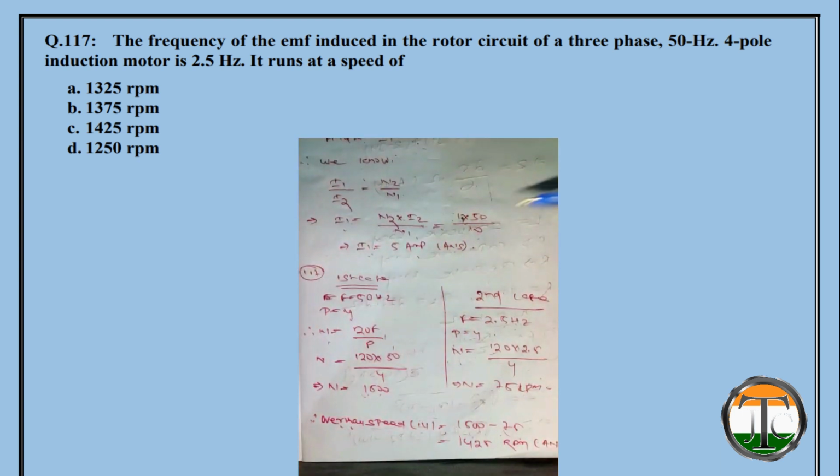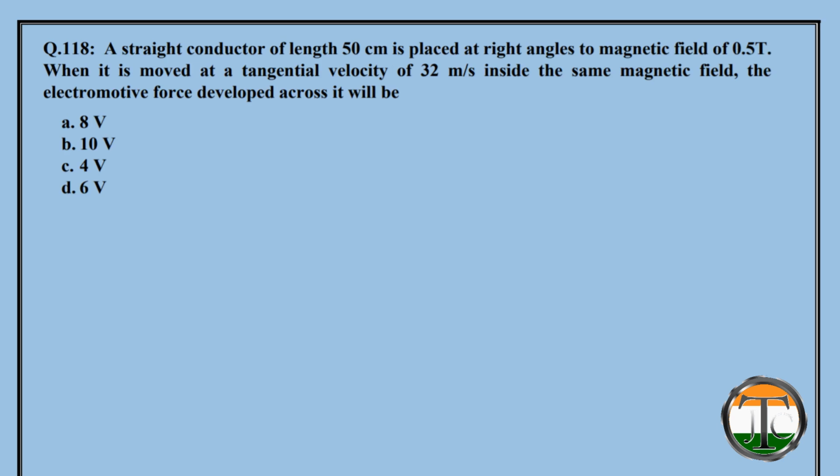So after calculation, the two speeds are 1500 and 75 rpm. So the overall speed will be N is equal to 1500 minus 75, that is 1425 rpm. So option C is the right answer, that is 1425 rpm.